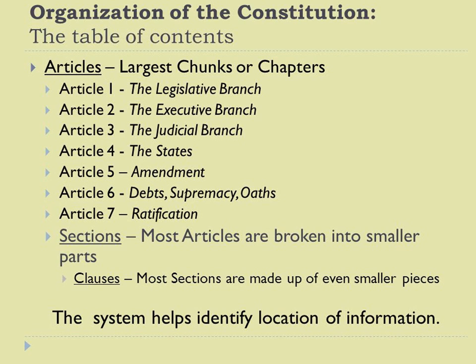Article 2 dealt with the executive branch or the presidency. Article 3 dealt with the judicial branch. Article 4 dealt with the powers of the states as opposed to the national government. Article 5 spelled out how amendments or changes to the Constitution were to be made.